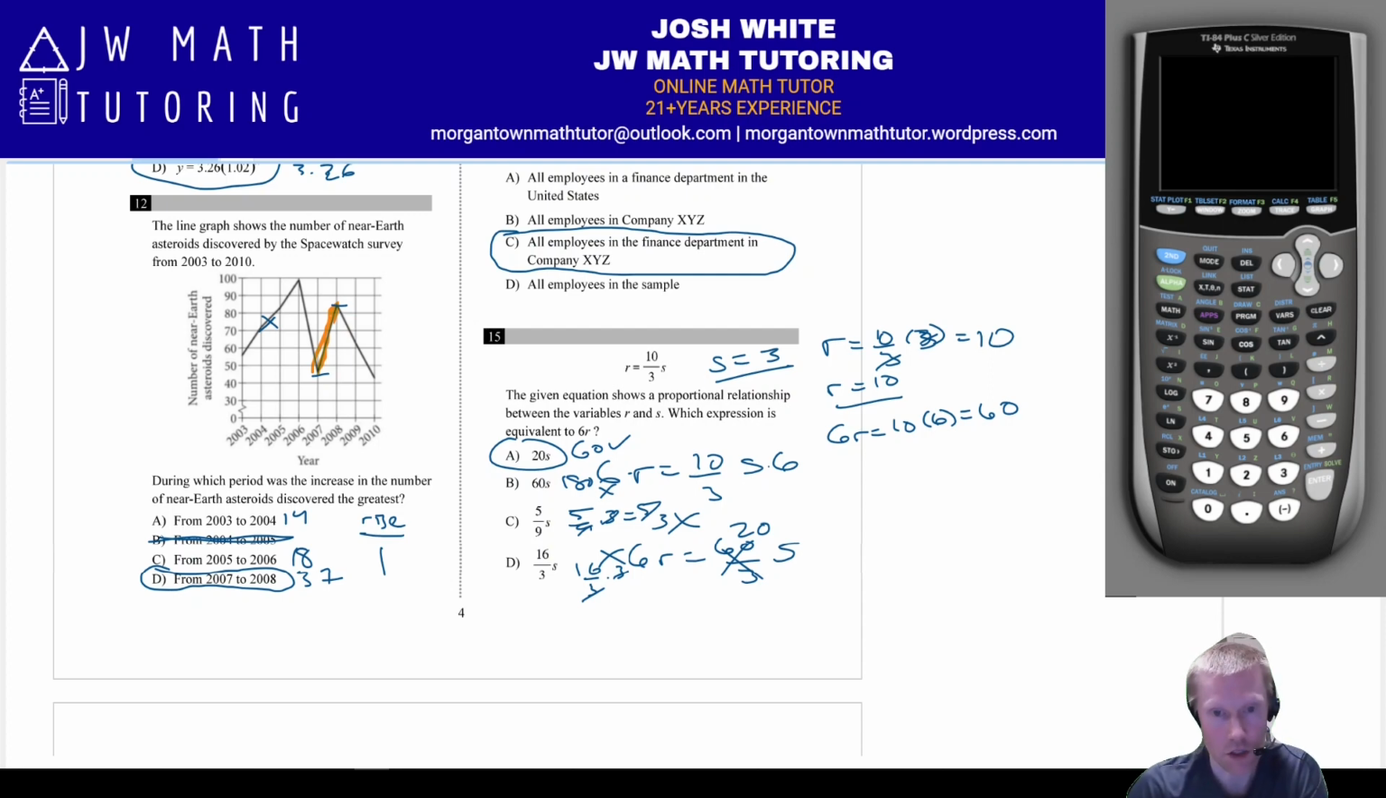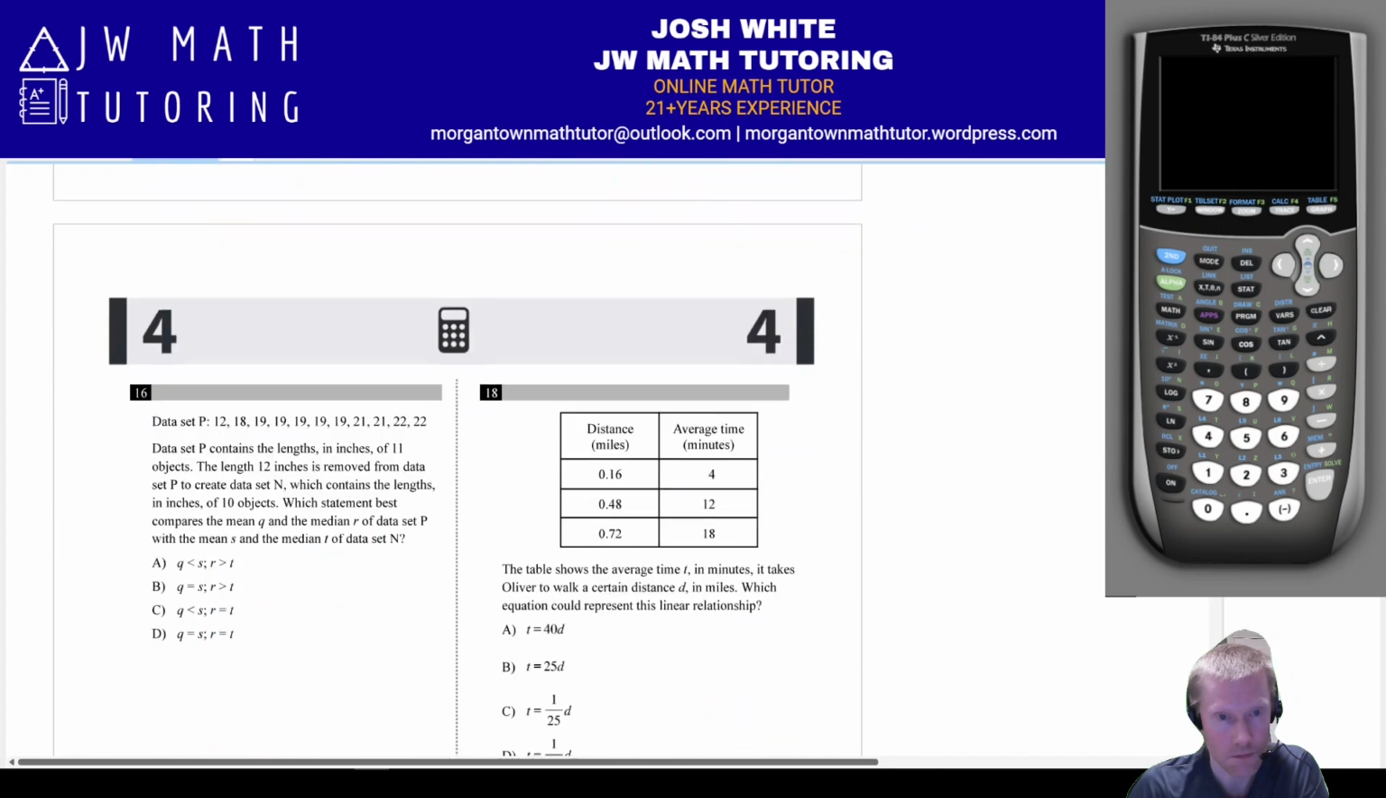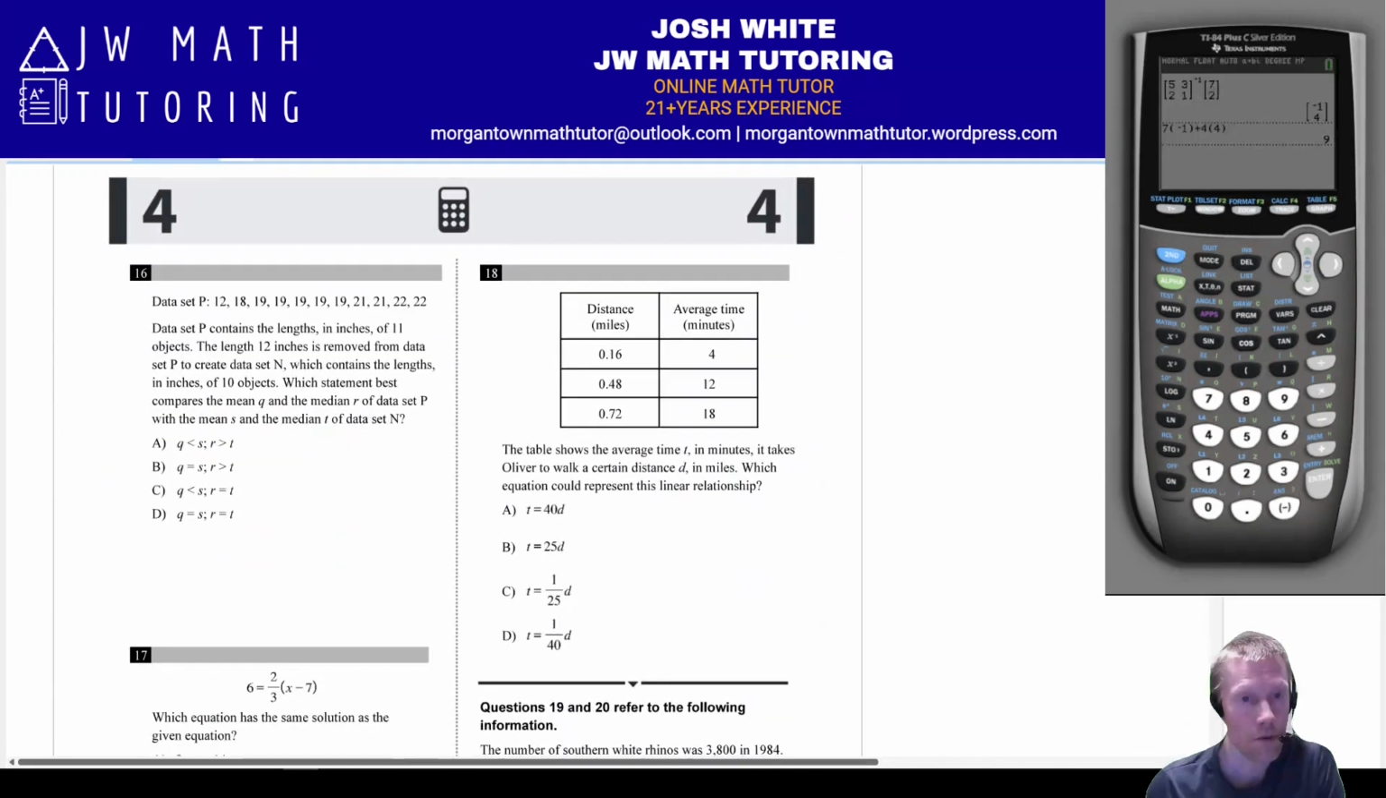And he said you could use picking numbers to solve that as well. Continuing on to the next page, problem number 16 at the top here, you have basically a set of data. It has a total of 11 values in it originally, and then they take one away, specifically the 12, or the lowest value, and then they ask you to compare the mean and median for the original set to the new set without the 12.